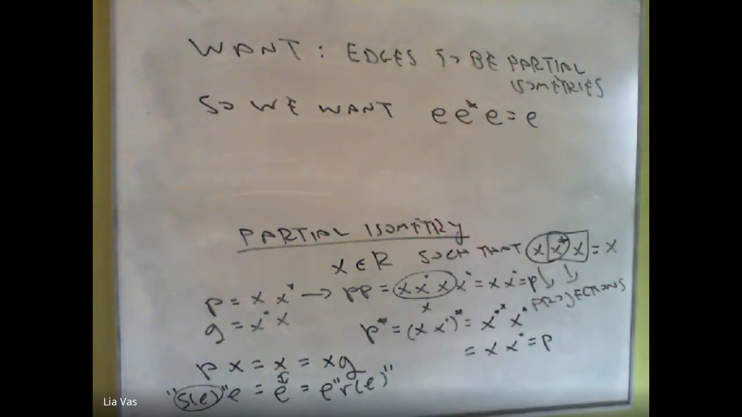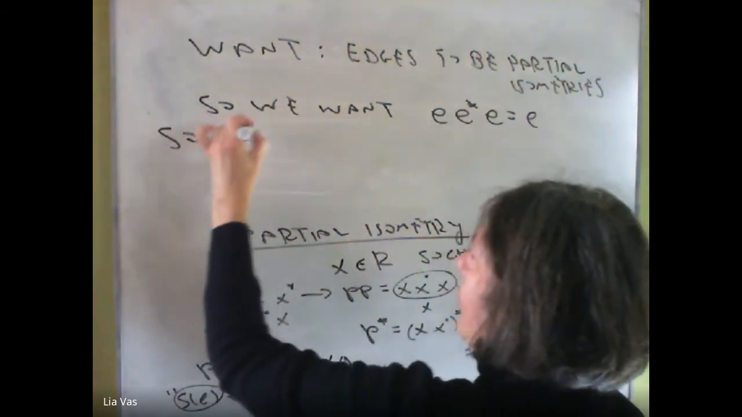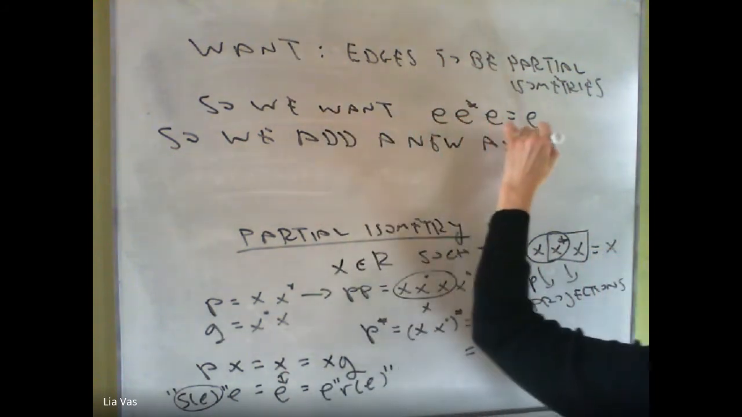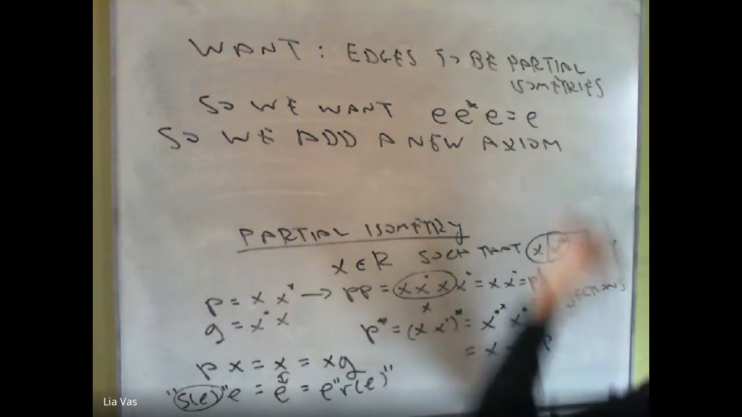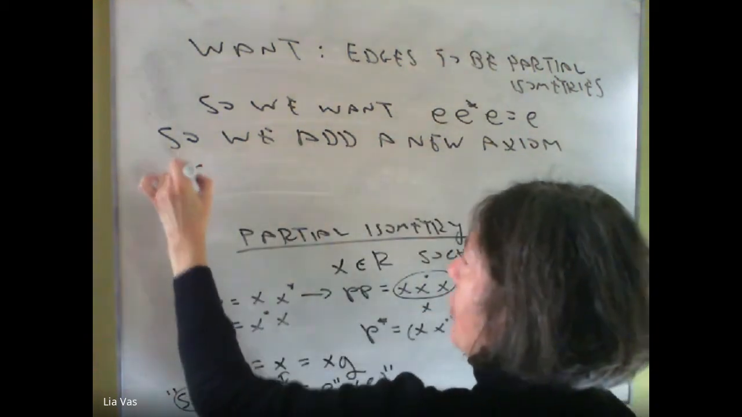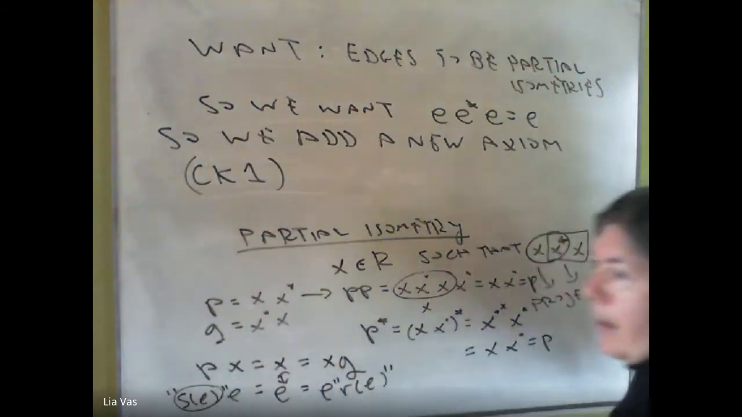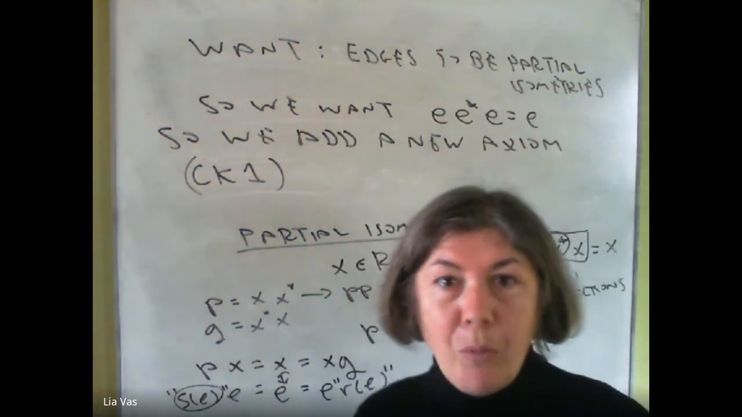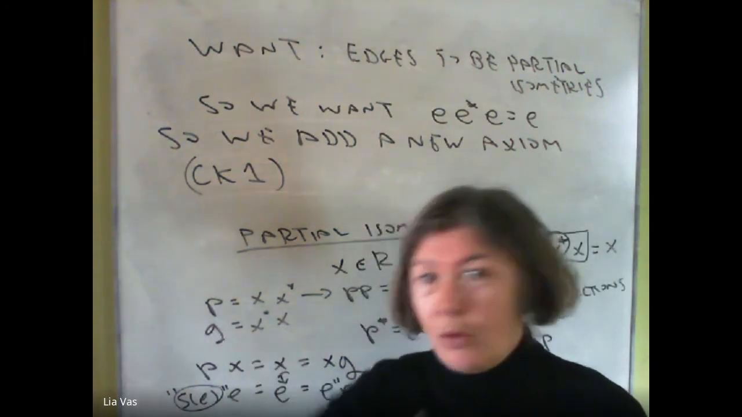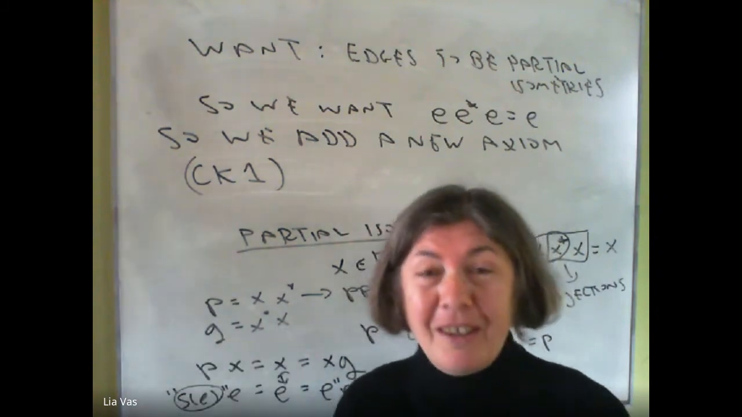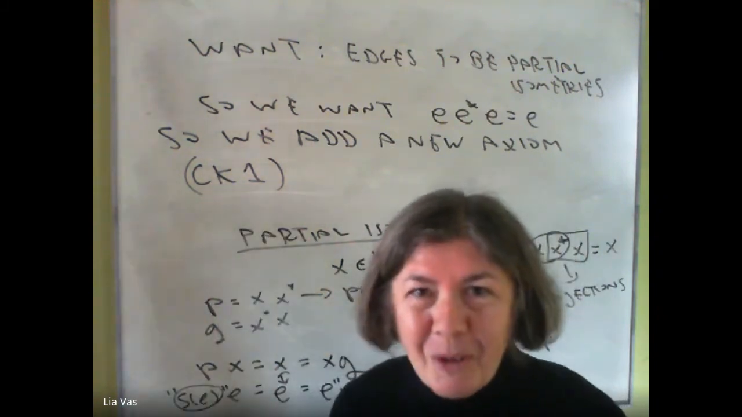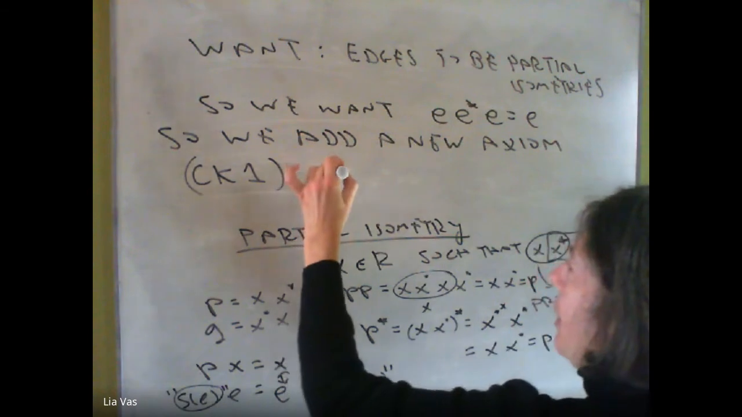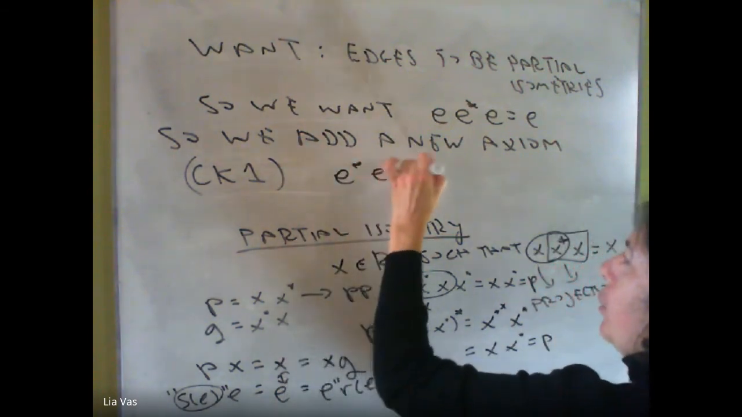So to achieve this goal, we are going to add another axiom that is called CK1. CK stands for Cuntz-Krieger. And CK number 1 means that there will be also CK number 2, and well, there will be CK3 for graph algebras, but not more than that. So there are some CK axioms. And this first one is telling you that E star E is going to be range of E.